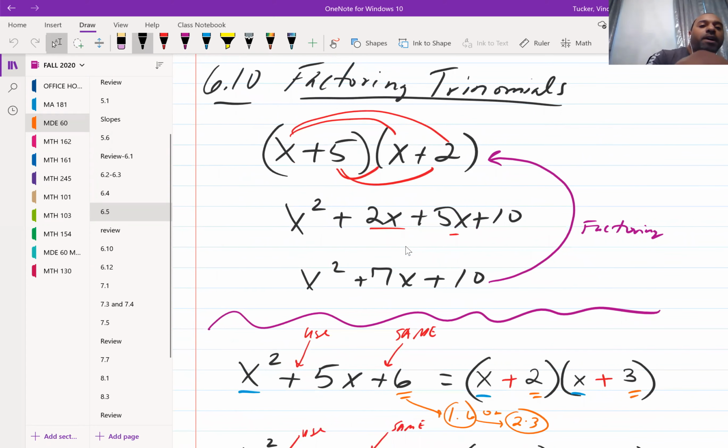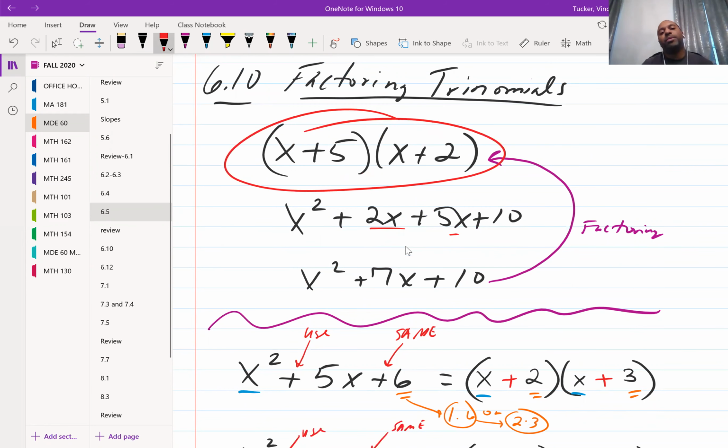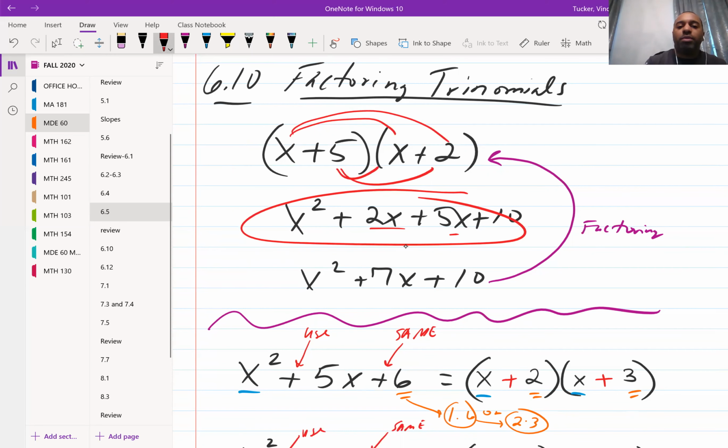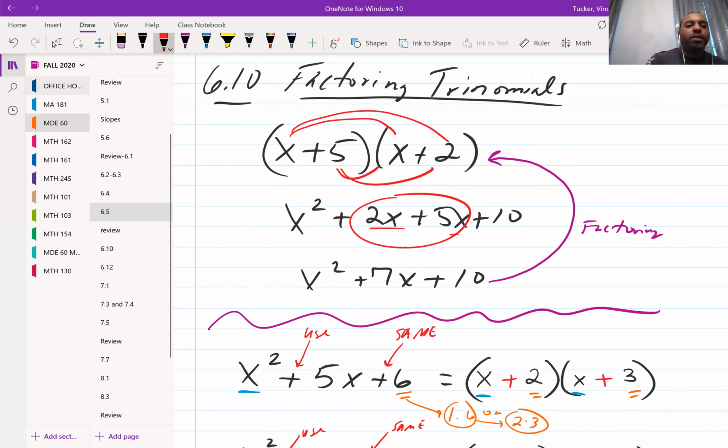So in other words, if I had these two binomials and I would have FOILed them out, distribute the x, distribute the 5, you'll be left with this, x squared plus 2x plus 5x plus 10. Then combine your like terms in the middle, and then that'll give you that 7x. So you have x squared plus 7x plus 10. So factoring is taking this trinomial and breaking it back down to the two sets of binomials.